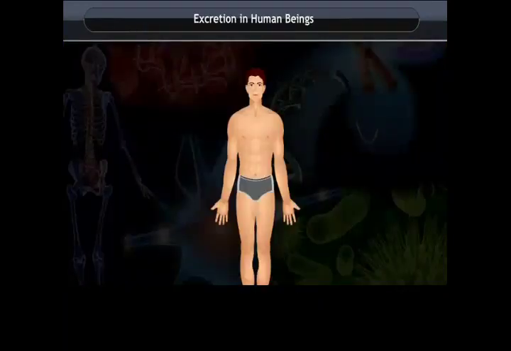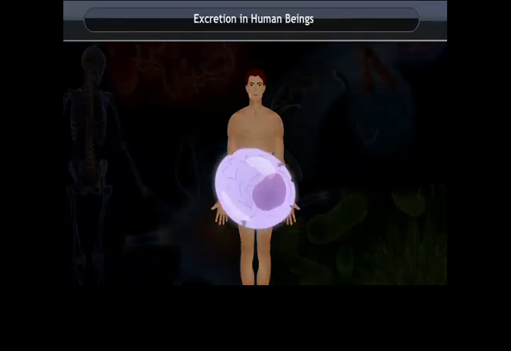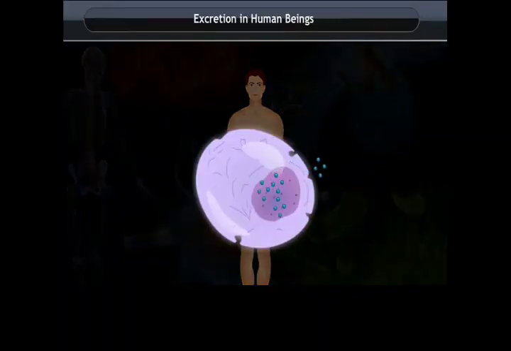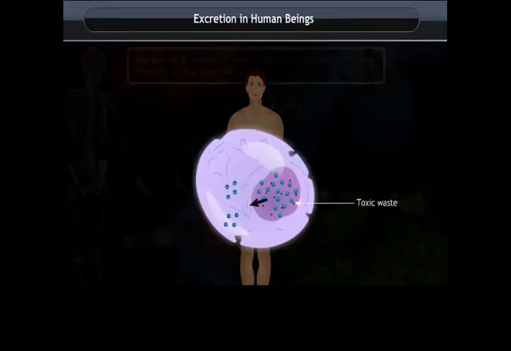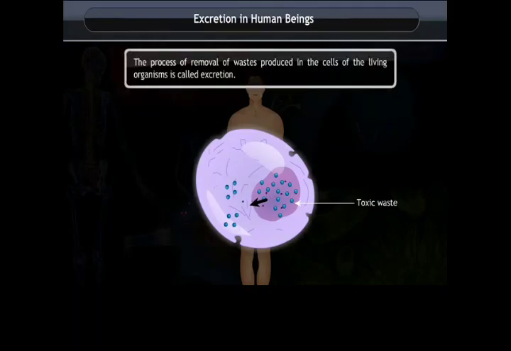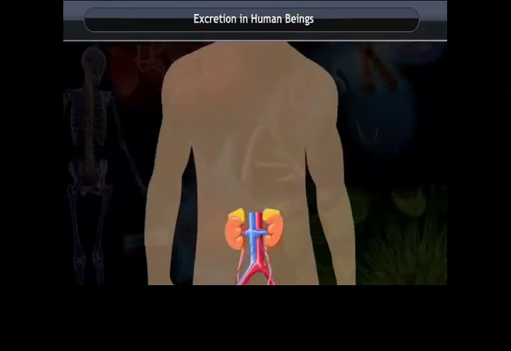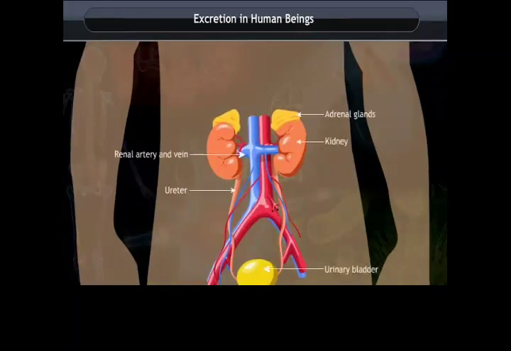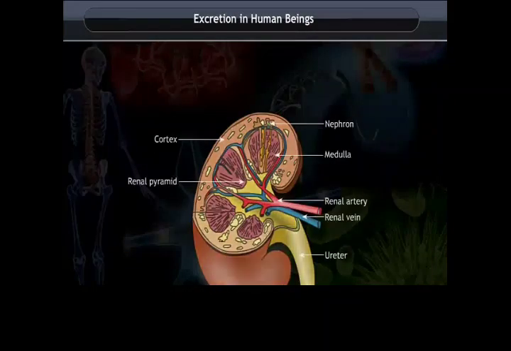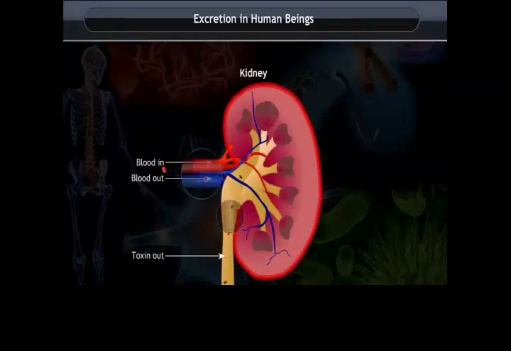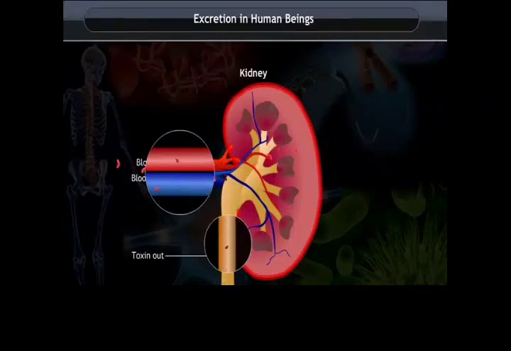Excretion in human beings. During normal functioning of a cell, it produces some toxic waste products. The process of removal of waste produced in the cells of living organisms is called excretion. In human beings, a filter mechanism occurs in the kidney for the removal of the waste materials. The useful substances are absorbed back into the blood.